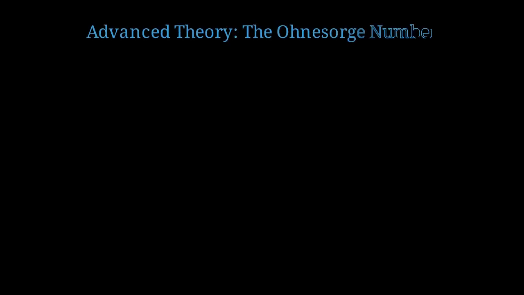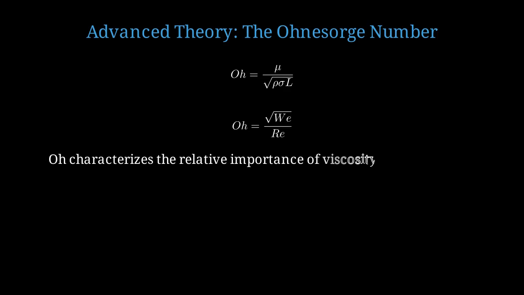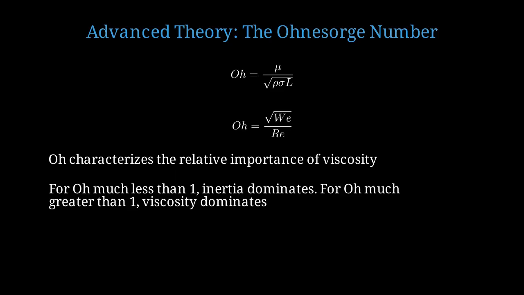For the advanced students, there's another important dimensionless number called the Ohnesorge number. The Ohnesorge number Oh equals mu over the square root of rho sigma L. It can also be written as the square root of the Weber number divided by the Reynolds number. Oh characterizes the relative importance of viscous forces in the breakup process. When Oh is much less than 1, inertia dominates. When Oh is much greater than 1, viscosity dominates the dynamics.